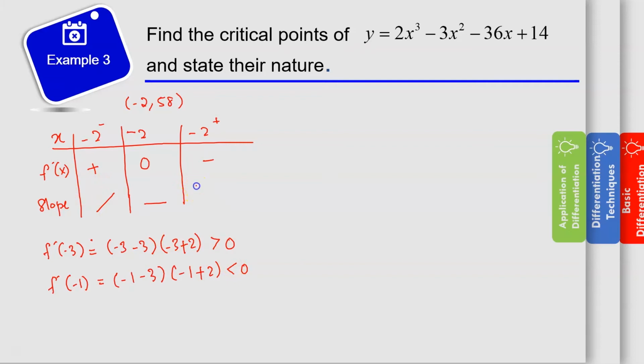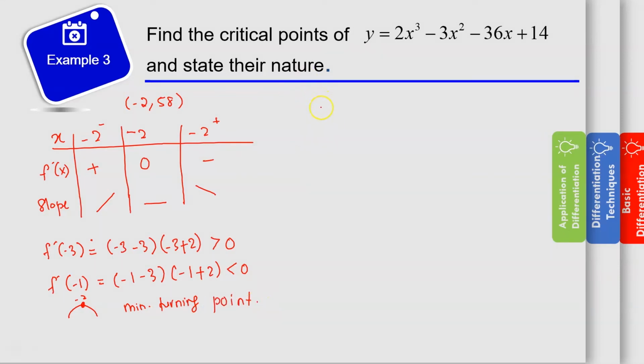So the graph here will be going down. What we can conclude here, we have this kind of shape. This is a turning point at negative 2, so we can conclude that we have a minimum turning point.